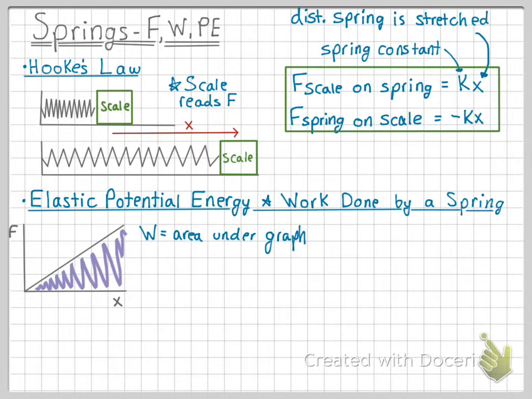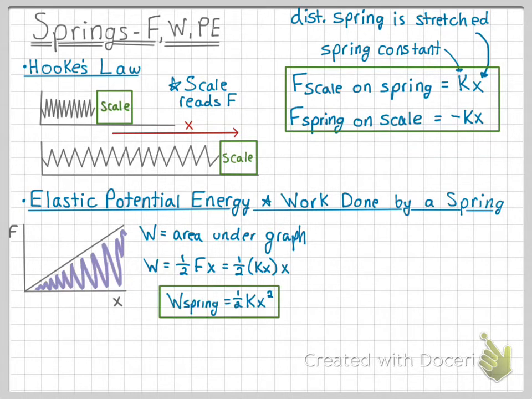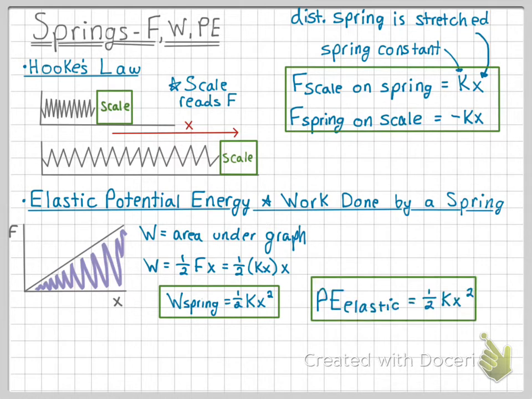Since this is a triangle, the area is just going to simply equal 1/2 times the length and width, which in this graph is the force and the displacement. And we know from above, from Hooke's law, that force is equal to kx. So we can substitute this value in, and the equation simplifies into 1/2 kx squared. So as we discussed before, this is also equal to the potential energy because of springs.